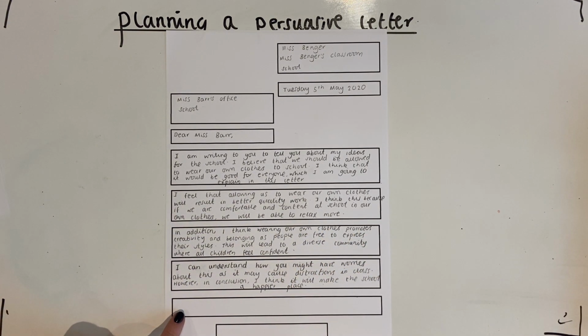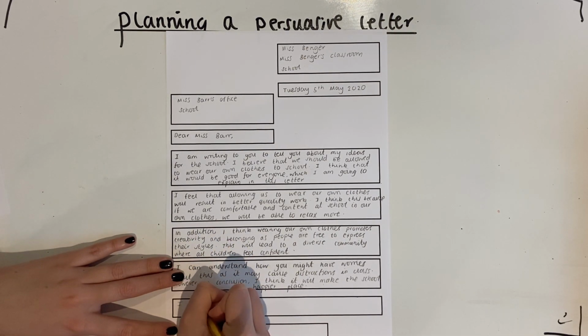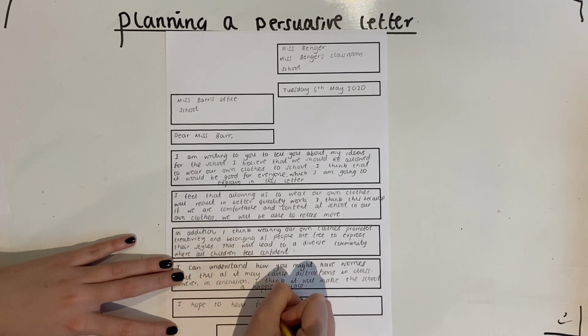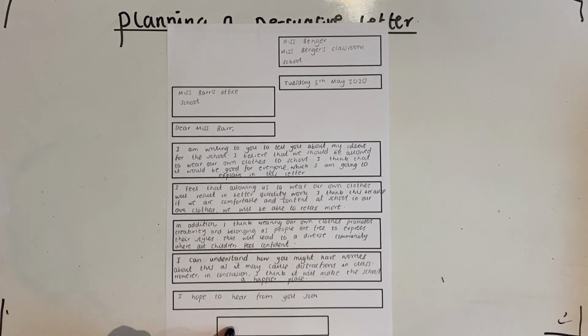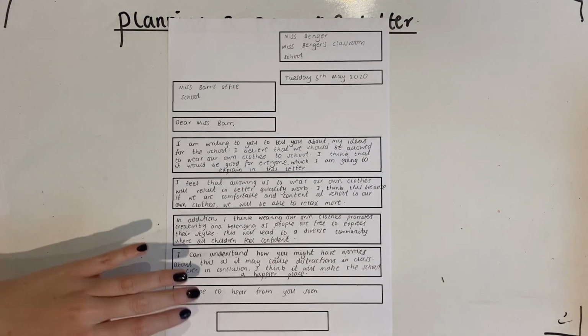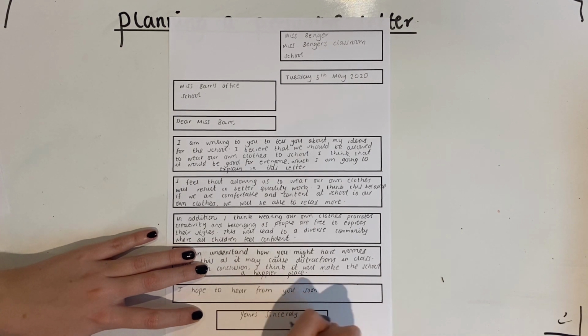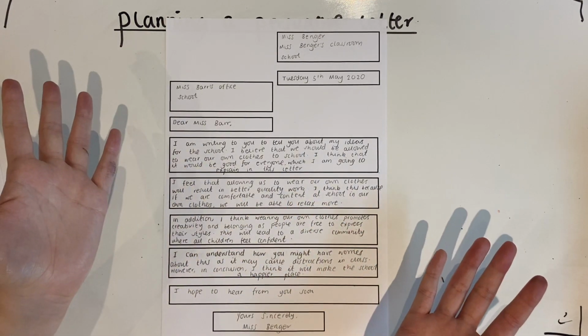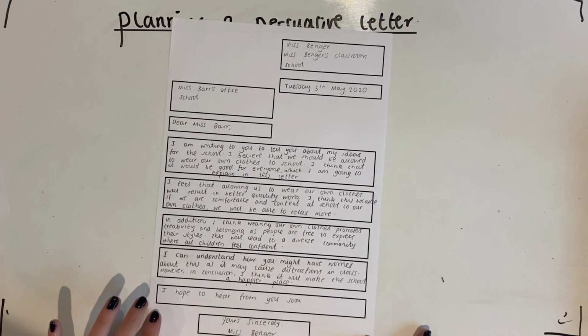So now we're moving on to our closing sentence. We're ending our letter with a sentence. So for my closing sentence, I'm going to write, I hope to hear from you soon. Now I'm moving on to the signature. So I'm going to sign it, Yours sincerely, Miss Benja. Now I'm going to use yours sincerely because I know the person and I know their name. If, however, you don't know the person that well, nor their name, you should sign the letter Yours faithfully.